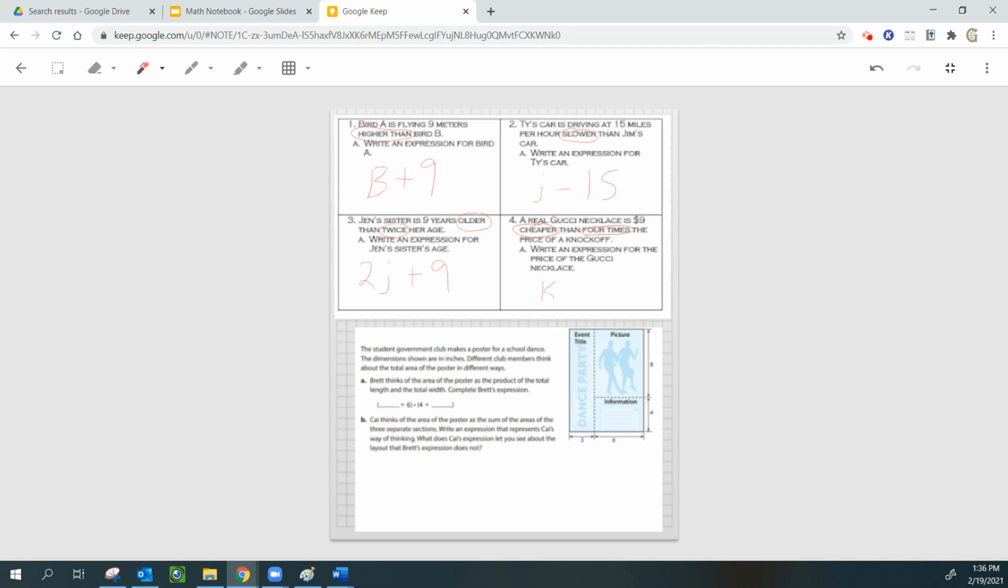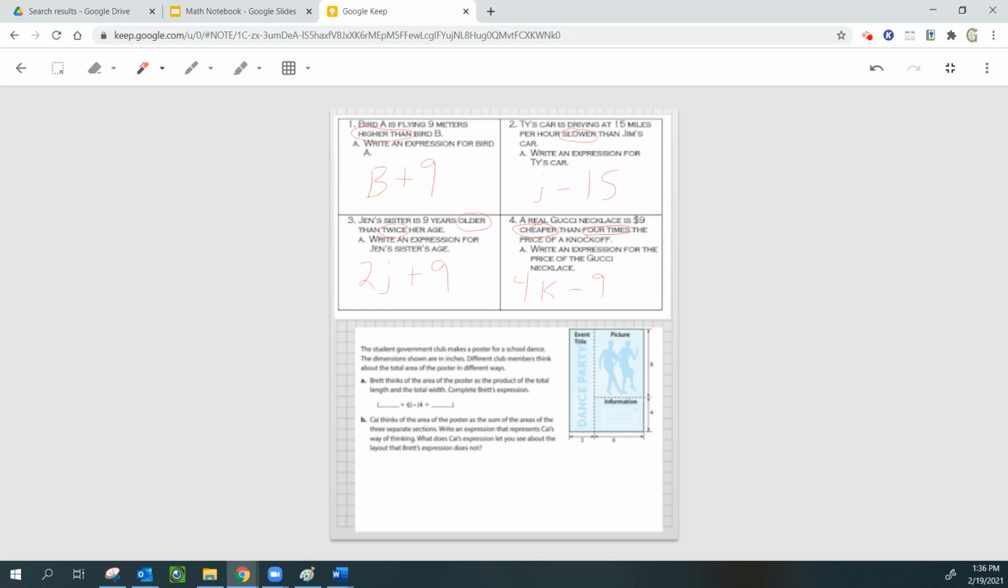So that should be less, which means I'm going to take away 9. Then 4 times the price of the knockoff. So I have 4 times K or 4K for my answer there. So 4K minus 9 gives me my answer for number 4.